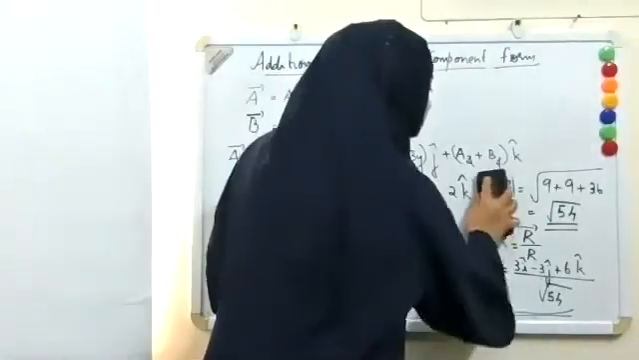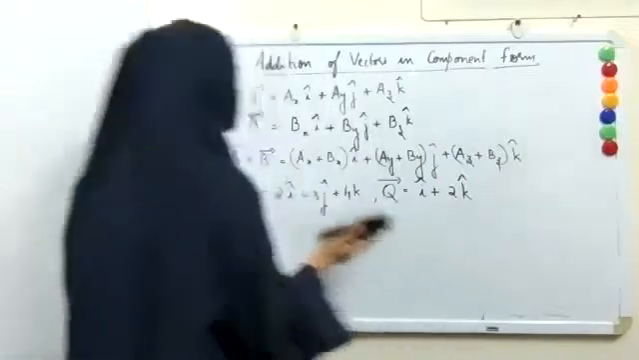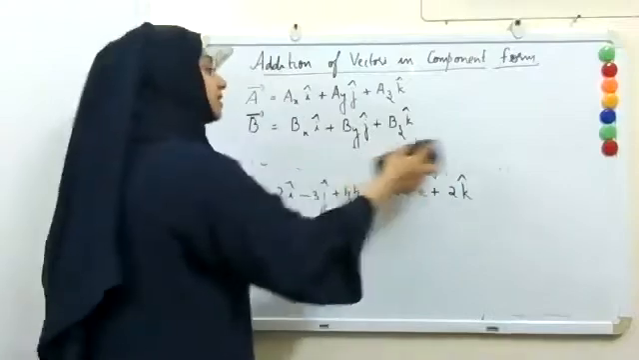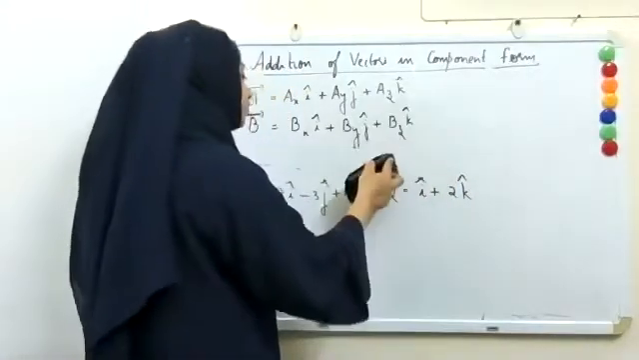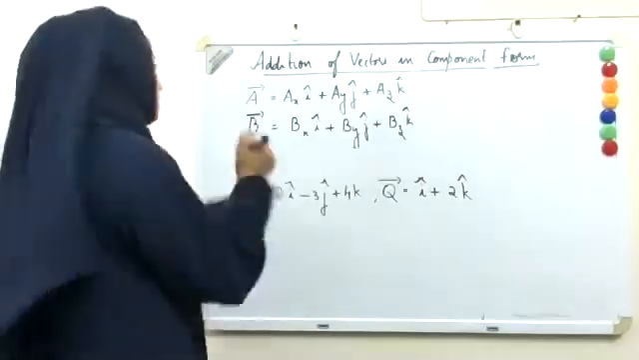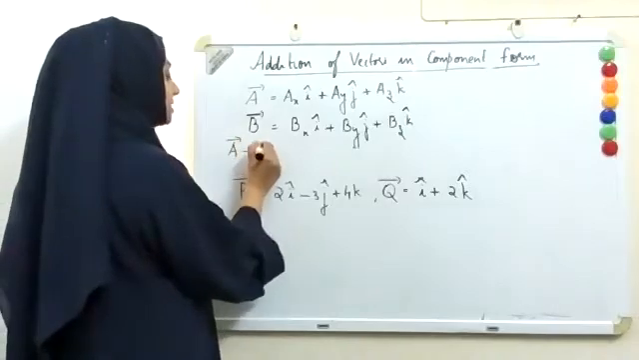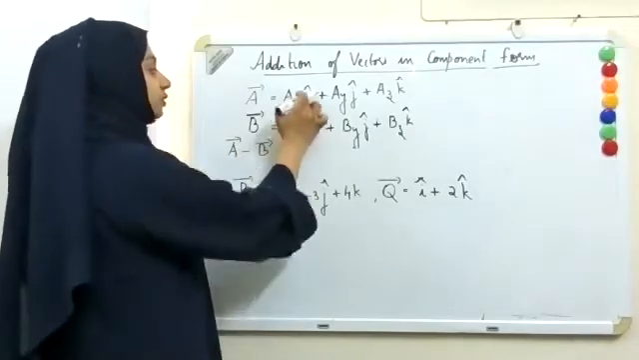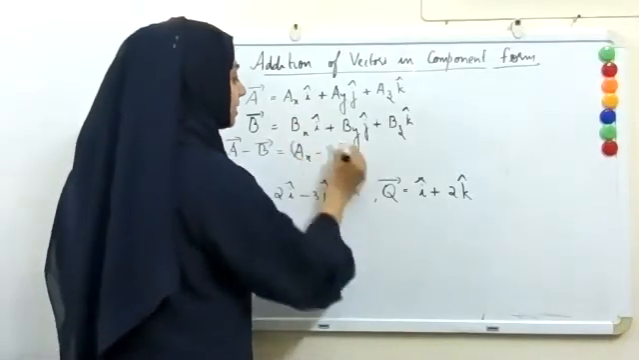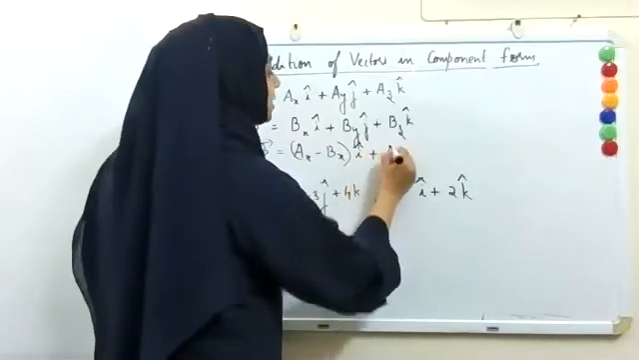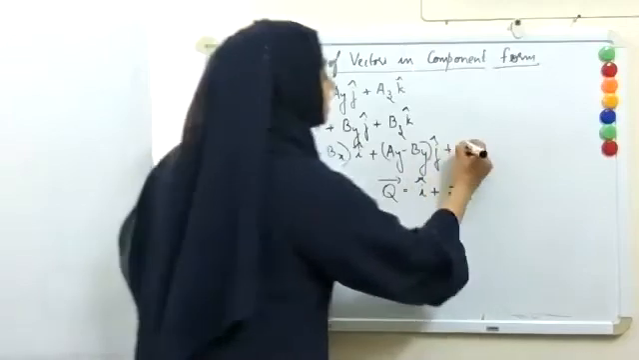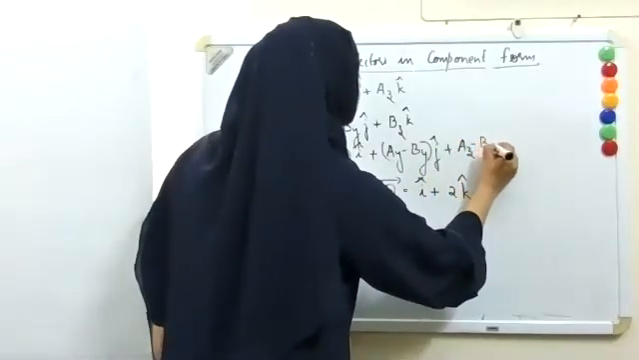So I'm not rubbing the whole thing. Just you have vector A and vector B. So vector A and vector B, if you want to subtract them, the difference between vector A and B, or vector A minus vector B, is equal to, you have to subtract, that's all. Ax minus Bx i plus Ay minus By j plus Az minus Bz k.